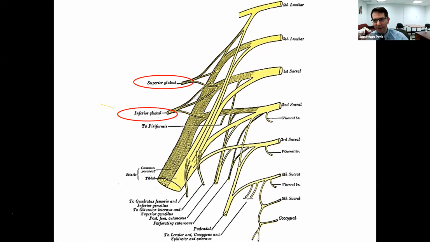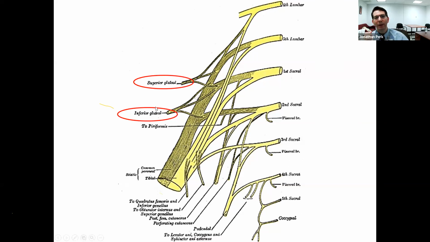What it means if it's above is that the contribution is from higher up roots. So the superior gluteal nerve, as you see, the contribution comes from L4, L5. Remember the lumbosacral trunk over here? L5 and S1. Okay, so the superior gluteal nerve, L4, L5, mainly L5, and S1.